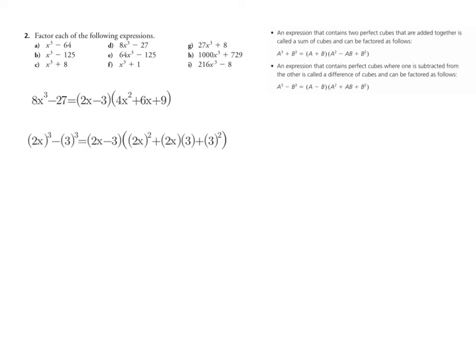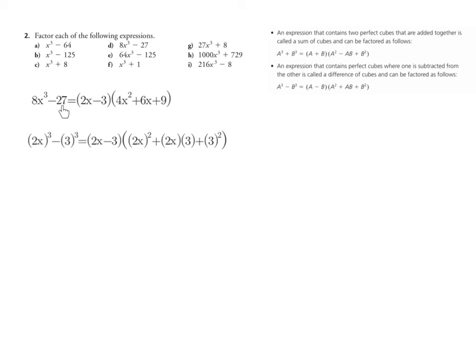If that seems complicated to you, we did the exact same thing. We did 8x cubed minus 27. That's just 2x cubed, so 2x times 2x times 2x, minus 3 cubed, so 3 times 3 times 3. So 2x times 2x times 2x is a perfect cube, 8x cubed.